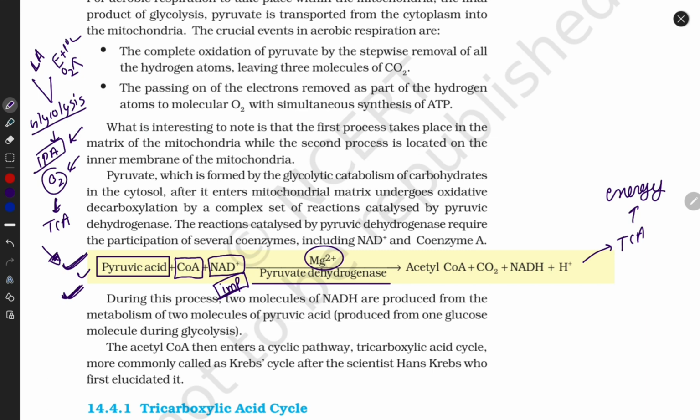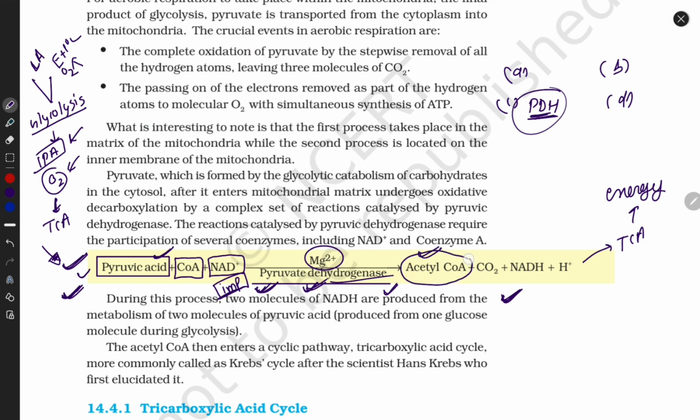Many times in examinations they give some options, and one of the options is pyruvate dehydrogenase. Which enzyme converts pyruvic acid into acetyl coenzyme A? At that time you have to remember pyruvate dehydrogenase, guys. This question will be asked multiple times, because in the flow of the reactions sometimes we forget this reaction. Then how acetyl coenzyme A enters the Krebs cycle and how this acetyl coenzyme A forms.